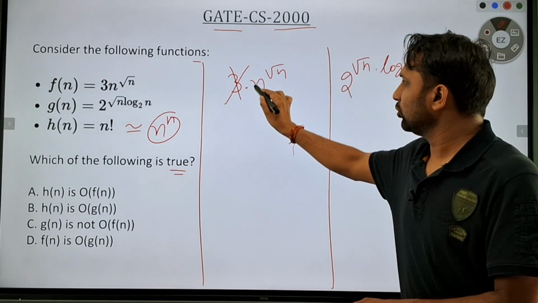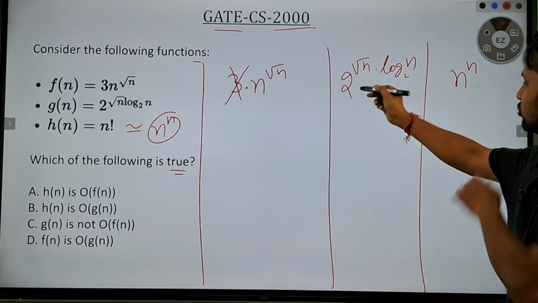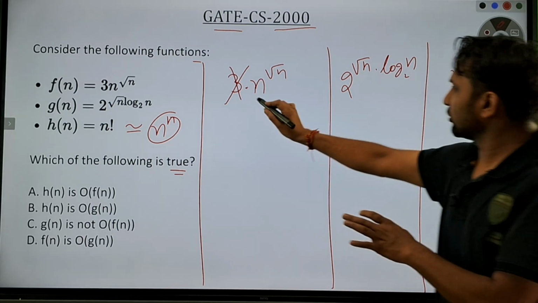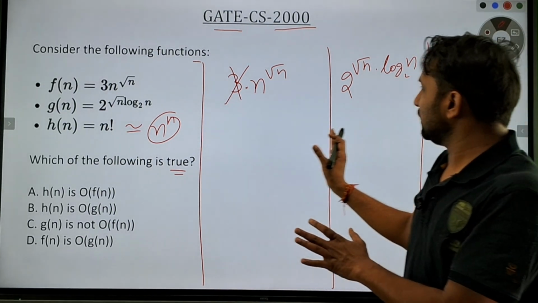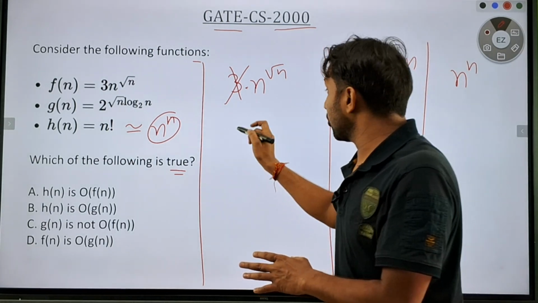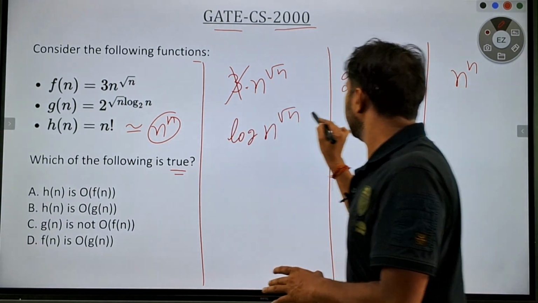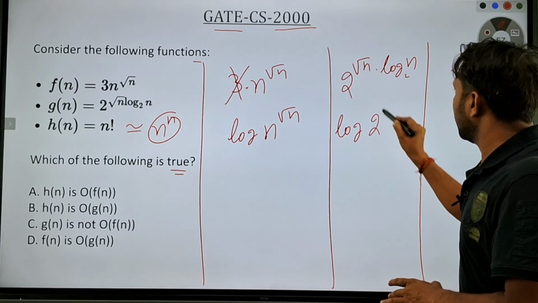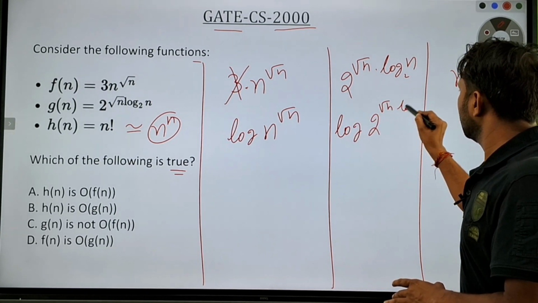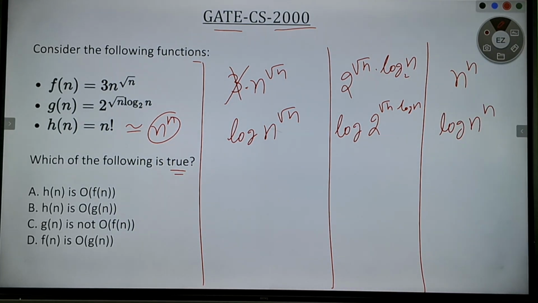This is 3 into n power root n, and this is in the power of 2, so this is not constant. Fine, remove the constant, and now there is nothing common between them. So I'm applying the log over here: log of n power root n, log of 2 power root n into log n, and log of n power n.